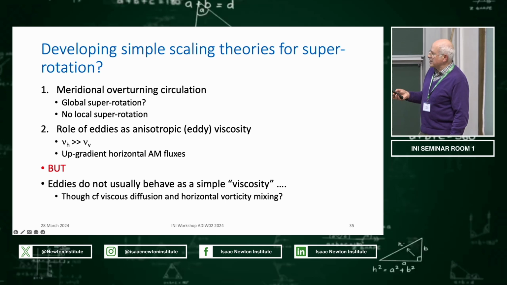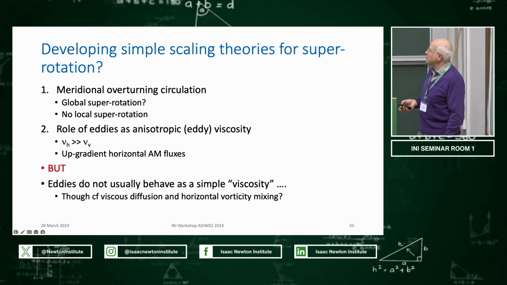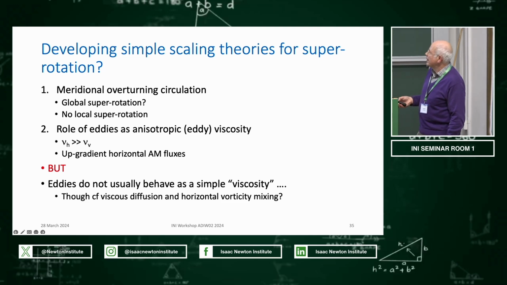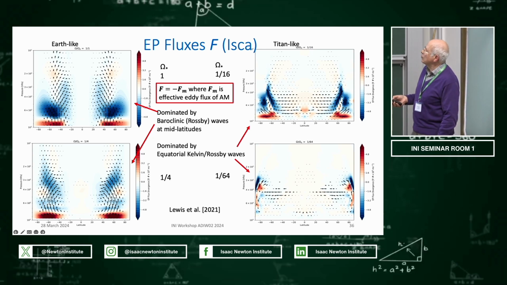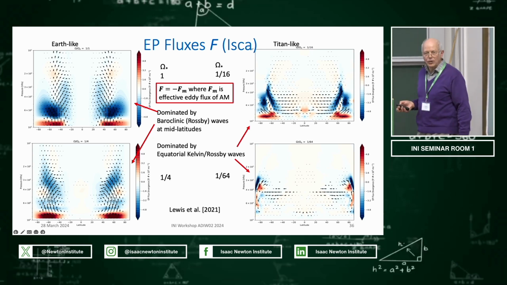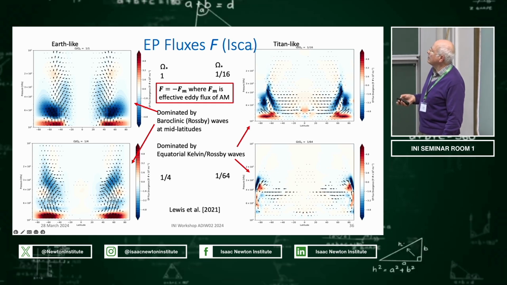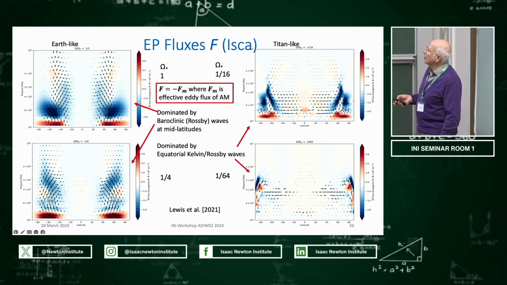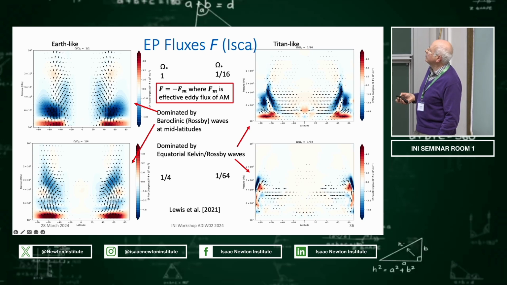So we're sort of getting there, but the only thing, of course, is that eddies don't actually really behave as a viscous diffusion. If you actually look at what eddies really do, you have to look at the diagnostics of fully three-dimensional systems. These show what are called EP fluxes, which are essentially the fluxes of wave action in the meridional plane for different values of the rotation speed of a planet.